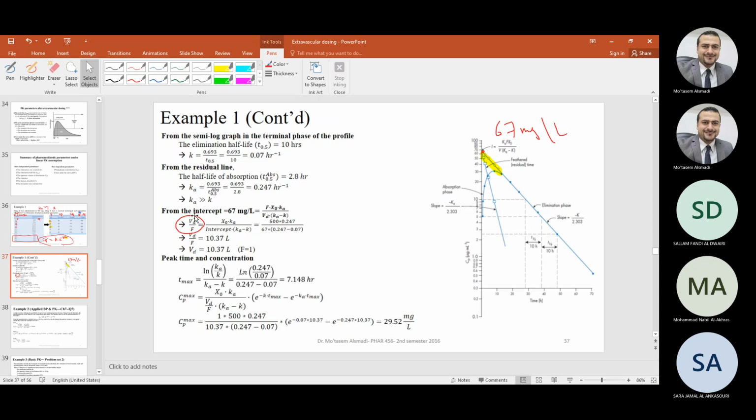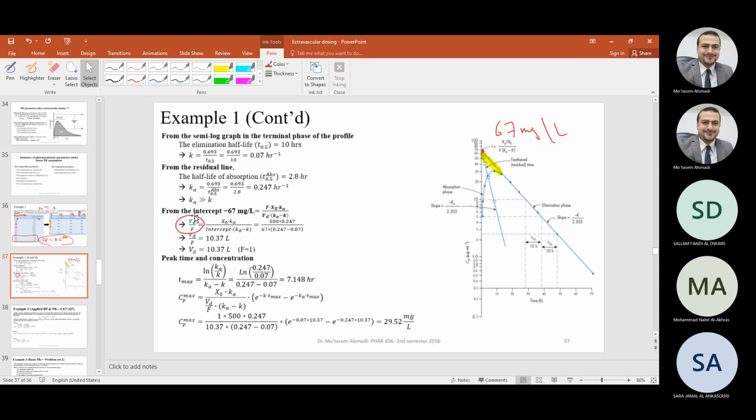The last part is asking us to get the values of the peak time and the peak concentration. Now we know the K, we know the Ka, so we can get the Tmax, right? Tmax is equal to natural log of Ka divided by K, divided by Ka minus K. So natural log of 0.247 divided by 0.07, the whole thing divided by 0.247 minus 0.07. That will give us a Tmax equal to 7.15 hours, right? That's the Tmax. How to get the Tmax?